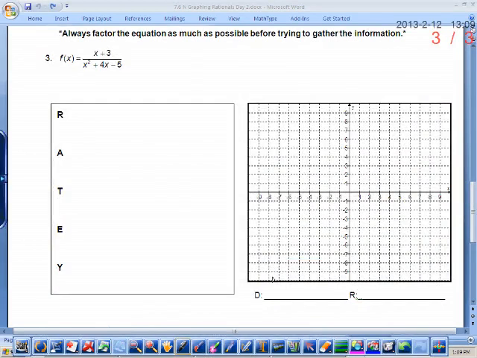Okay, look at number 3. If you are given a rational function that is not fully factored, that is not in factored form, it's going to make your life a lot easier, and starting tomorrow, it's going to be required that you factor first. Okay? So starting now, you just want to always factor as much as possible when you're given an equation. Okay, so my numerator in this case would stay the same. How does my denominator factor?